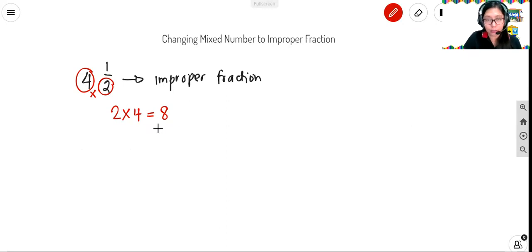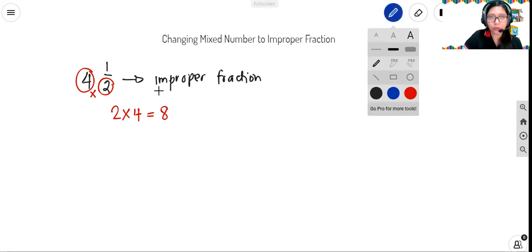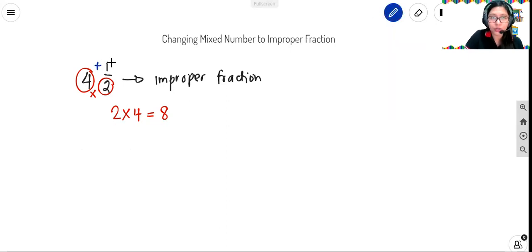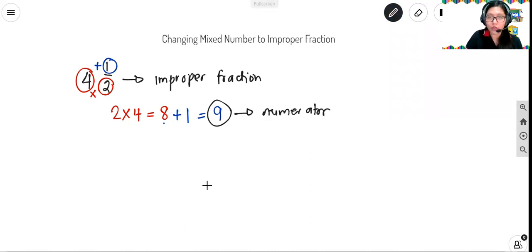Whatever the product here is, you will add it. I'll change it to blue. You will add the answer to the numerator. So I will be adding 1 to 8. So 8 plus 1 is equal to 9. Now this 9 will be our numerator for the improper fraction. So I will put there 9 over, what is our denominator?